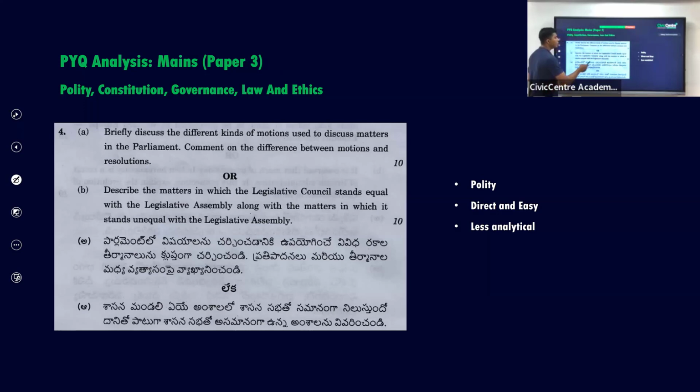So this question, I would say these were direct and easy, because please read it. Briefly discuss the different kinds of motions used to discuss matters in the parliament. Comment on the difference between motions and resolutions. This is a minor fact. What are motions? What are resolutions?